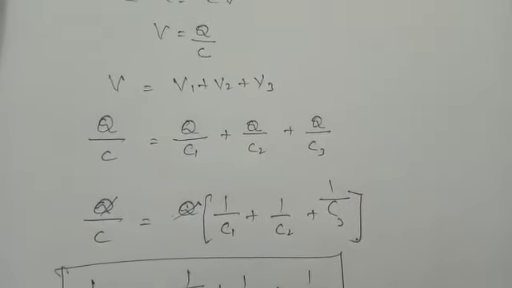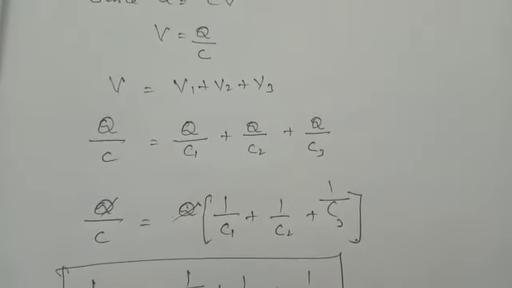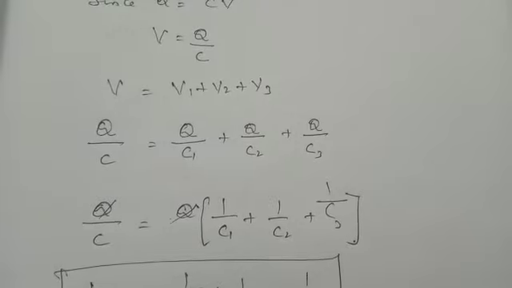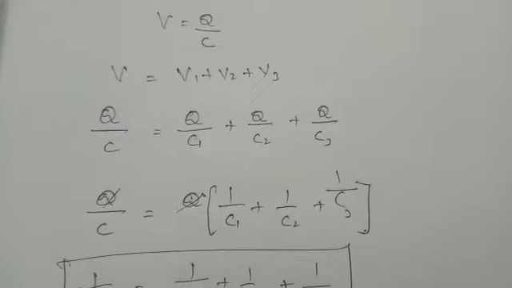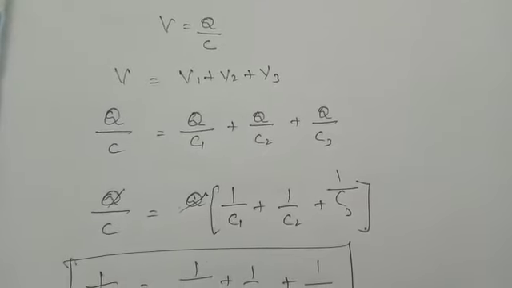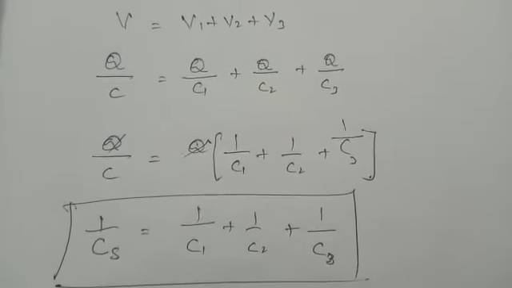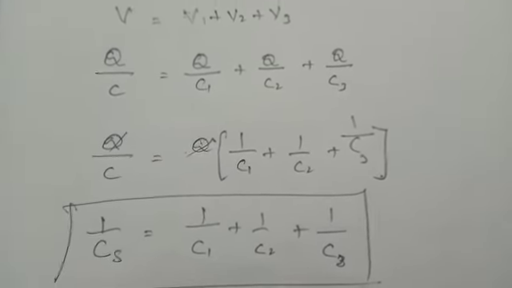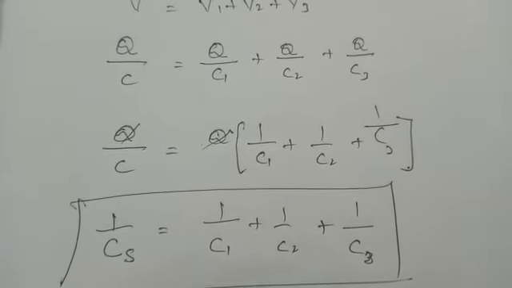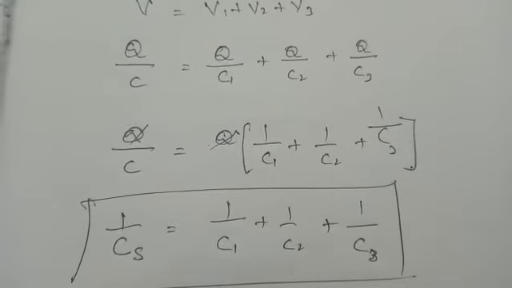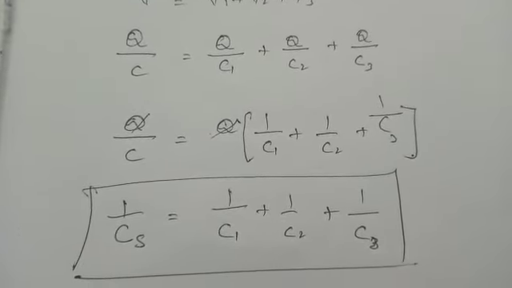For V, Q by C; for V1, Q remains constant and only the capacitance changes. So Q by C1 plus Q by C2 plus Q by C3. Then finally you take Q common and cancel it. Then you will get 1 by C is equal to 1 by C1 plus 1 by C2 plus 1 by C3. That is the capacitance in series. So 1 by Cs is equal to 1 by C1 plus 1 by C2 plus 1 by C3.